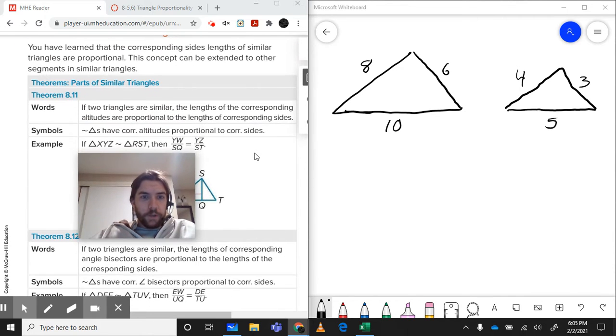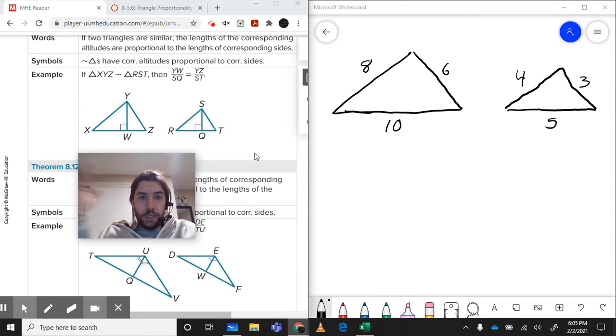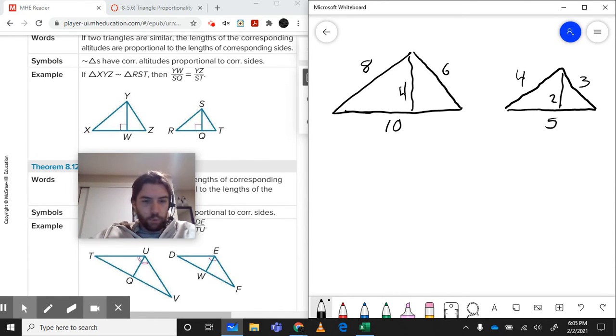Well, what we're saying in lesson 8.6 is that that proportionality extends to any part of the triangle that you want to draw. So we've talked about a thing called an altitude, which is like the height of a triangle. So for example, if the altitude of this one was 2, well, then the altitude of this one must be 4.